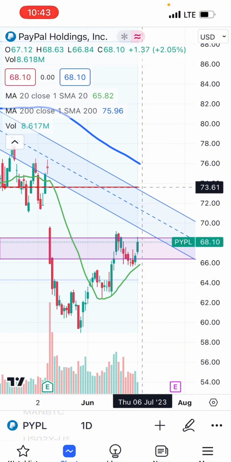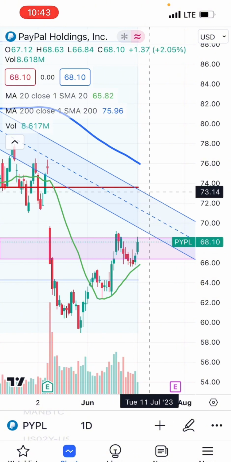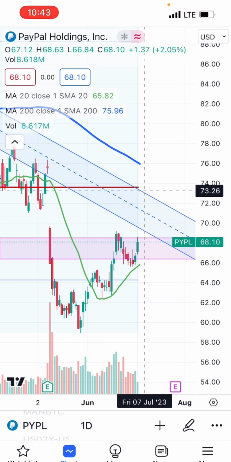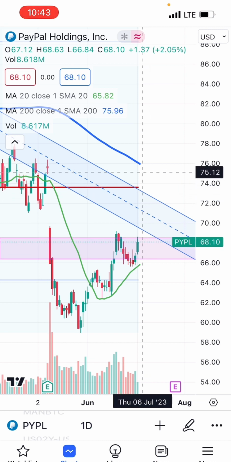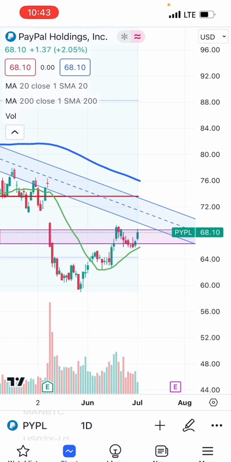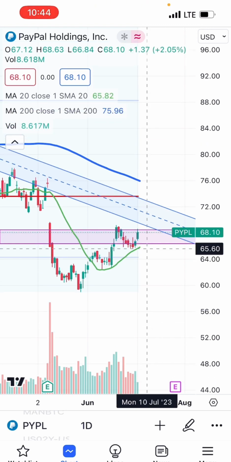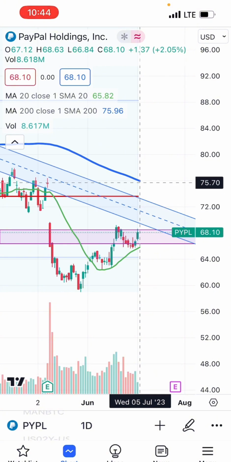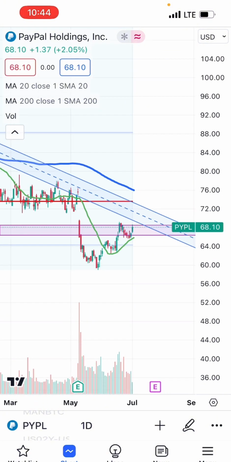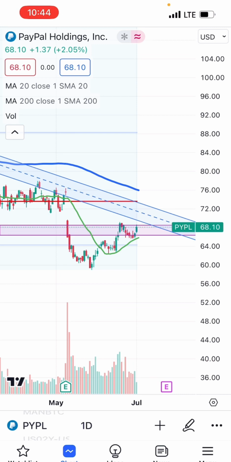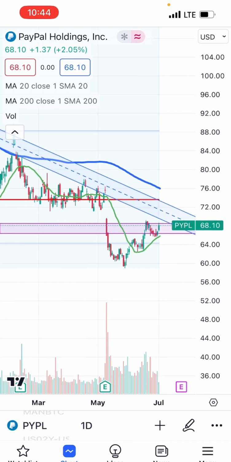So there's a lot of kind of overhead magnets, right? So the top of this trend channel should be a magnet, the point of control, the gap fill, and then we have the 200 period moving average on the daily, right? All in this 72 to 76 range, right? So I think PayPal probably trades maybe up into 75 pre-earnings, okay?